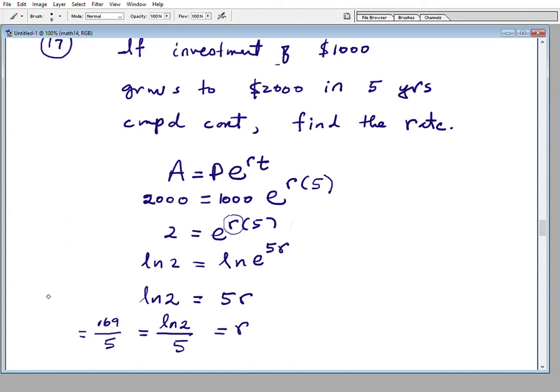Okay, so we have 13.8%. Okay, I got 0.138. Or in percent, you'd have 13.8%.